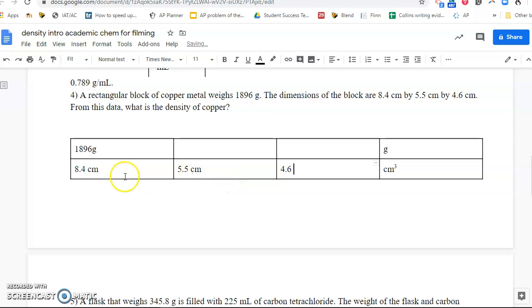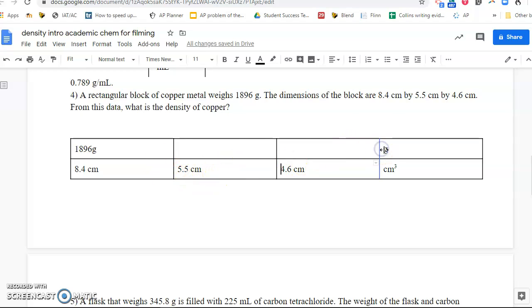Okay, and then in my calculator, I'm going to enter 1896. I'm going to do divided by 8.4, divided by 5.5, and divided by 4.6 to get my final answer. So again, this 8.4 centimeters times 5.5 can also be calculated separately as volume. I just like putting it all in one place. So there's nothing up here because these are not conversion factors, they're measurements, so they stand by themselves. So it's not the only way to set this one up, but I wanted to show you that.